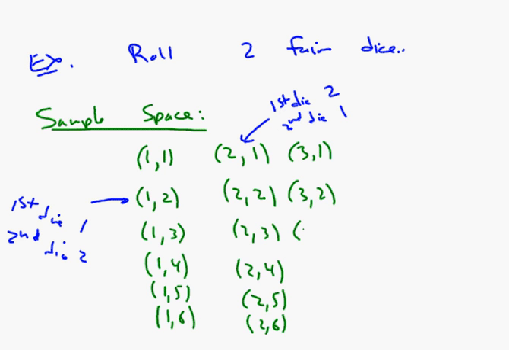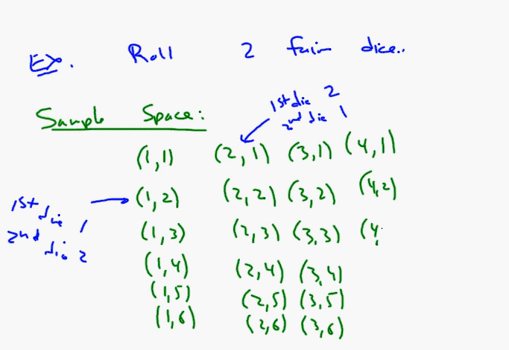3, 2, 3, 3, 3, 4, 3, 5, and 3, 6. We'll have 4, 1, 4, 2, 4, 3, 4, 4, 4, 5, and 4, 6. And what else can we have? 5, 1, and so forth. So we'll just keep listing these.